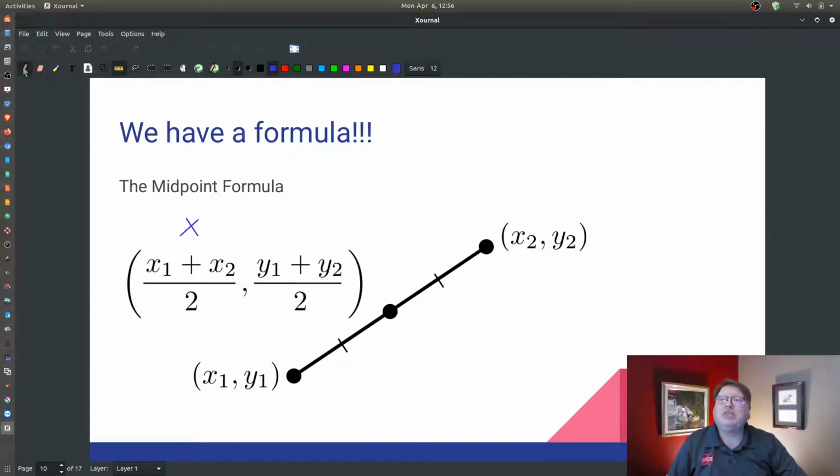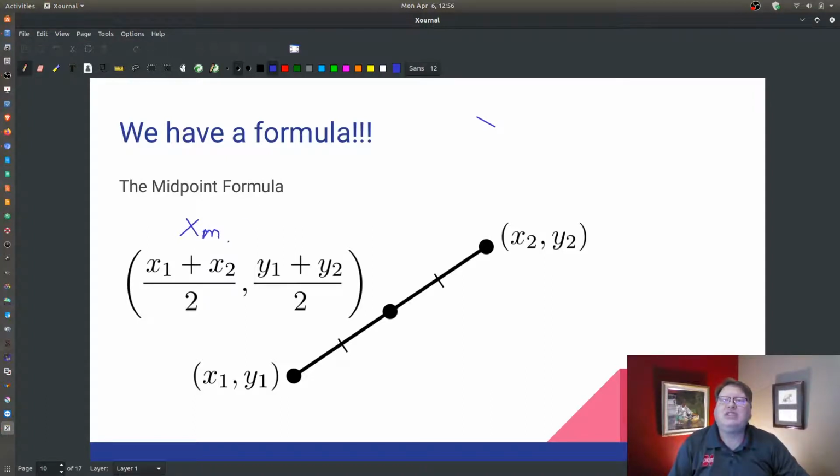Guess I better get off the ruler and switch back to the pen. That would be the x location. I can't get off the ruler. Oh my goodness, there you go. I had to actually turn the ruler off.